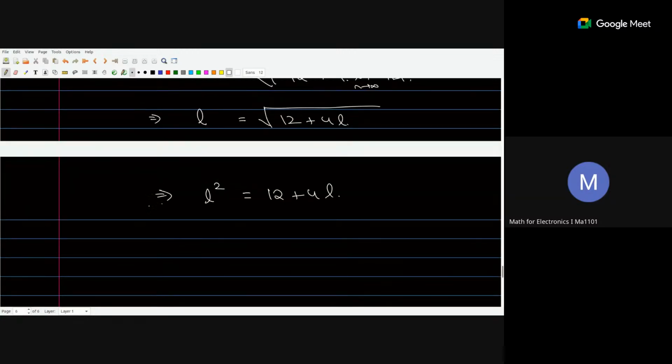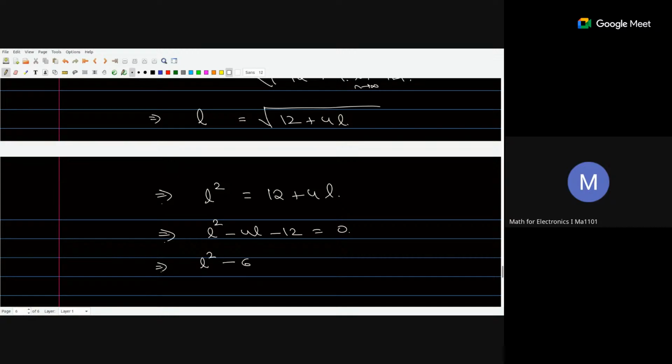Right? If I square on both sides, I'm going to get this. Then bring everything on one side. L square minus 4L minus 12 is equal to 0. This forms a quadratic equation. So how do I solve this quadratic equation? Use the quadratic formula, or you just split the middle term.